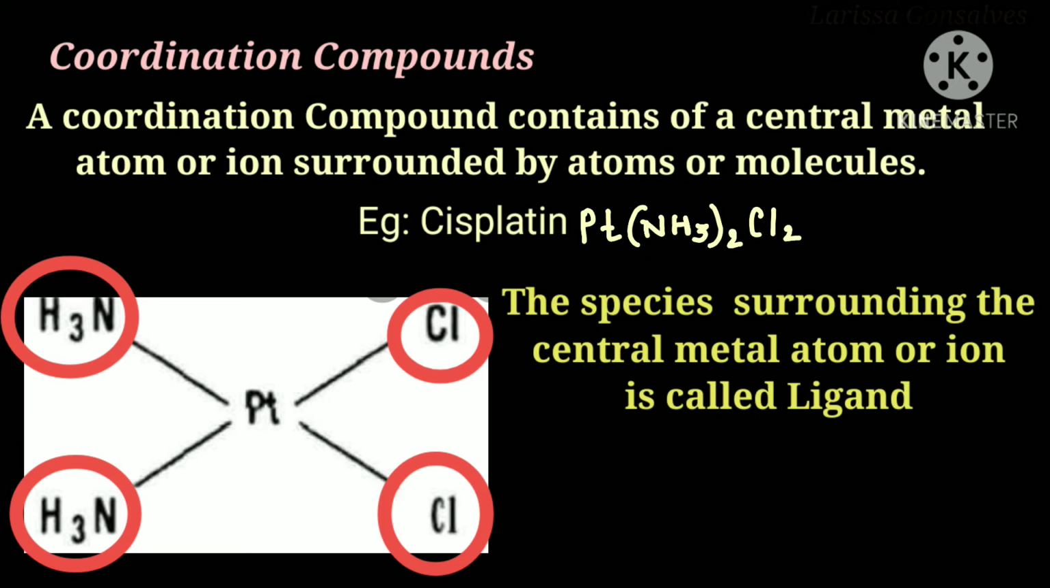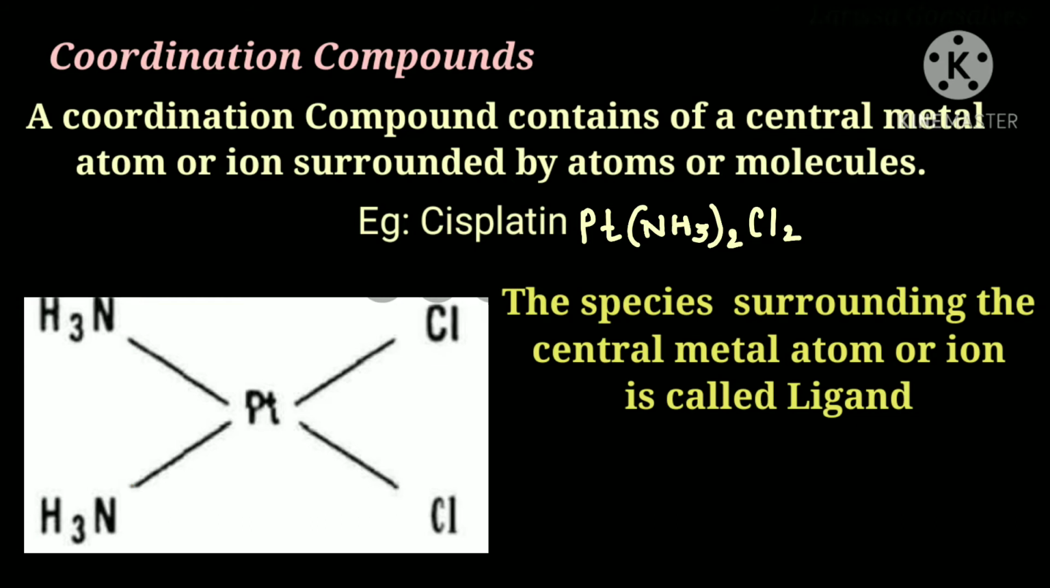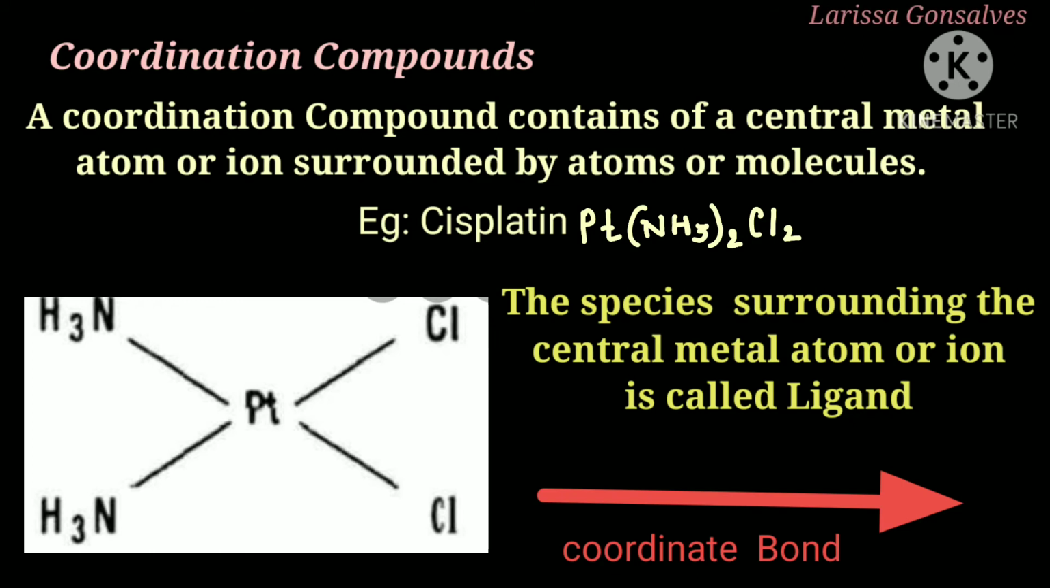These ligands are directly connected to the central metal ion with the help of a coordinate bond. How is this coordinate bond formed? A coordinate bond is formed when there is sharing of electrons between the central metal ion and the ligand. A coordinate bond is represented by an arrow. The arrow head points towards the electron acceptor.